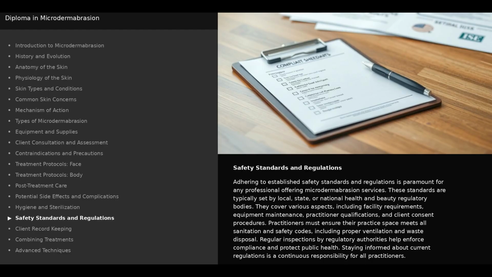Practitioners must ensure their practice space meets all sanitation and safety codes, including proper ventilation and waste disposal. Regular inspections by regulatory authorities help enforce compliance and protect public health. Staying informed about current regulations is a continuous responsibility for all practitioners.